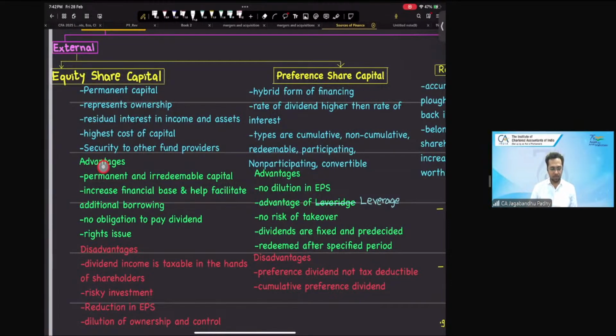Now, permanent advantages, we say it's a permanent and irredeemable capital. If you have more equity share capital, it will increase your finance base and help facilitate additional borrowings. There's no obligation to pay any dividend. The advantage is that you also get the power to exercise rights, so you can get the rights issue.